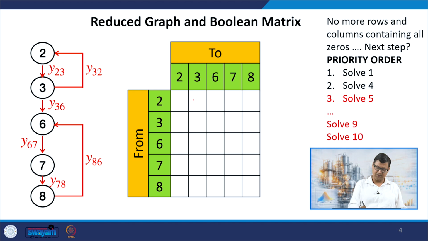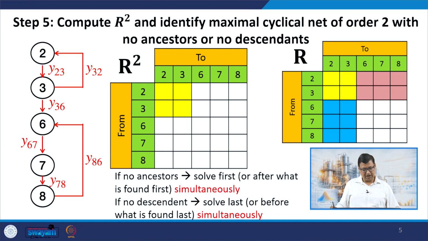From 2, I can go to 3 in one step. From 3, I can go to 2 and 6. From 6, I can go to 7. From 7, I can go to 8. And from 8, I can go to 6. So, what should be my next step? The next step is we now compute the R square.